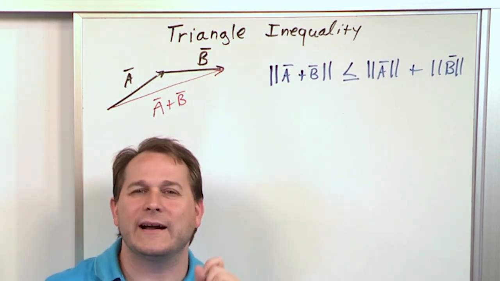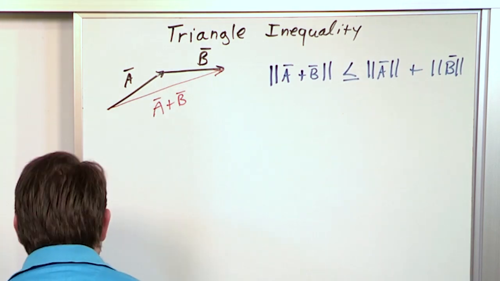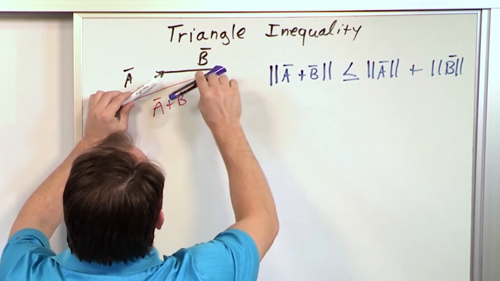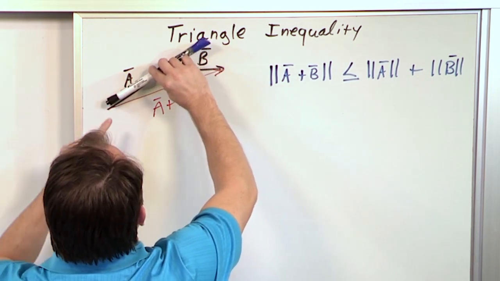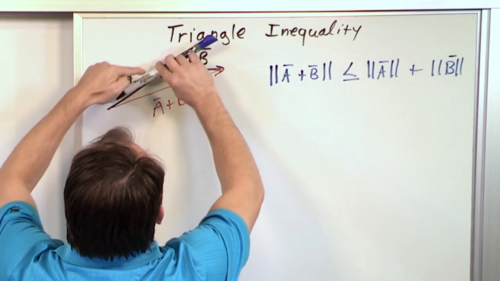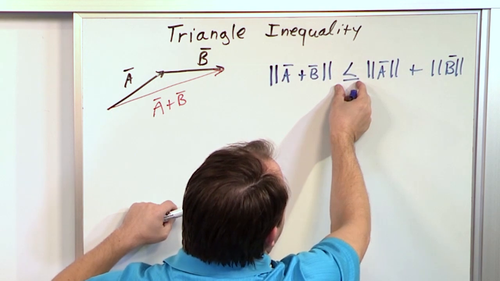The only time you're not going to get a smaller number is if A and B actually didn't have an angle here. If A and B just happened to be lined up straight like this, then the resultant would be exactly the same as the length of A plus the length of B. That's why there's an equal sign here.